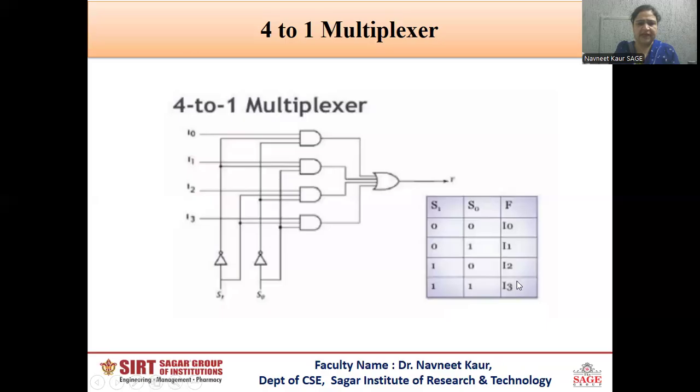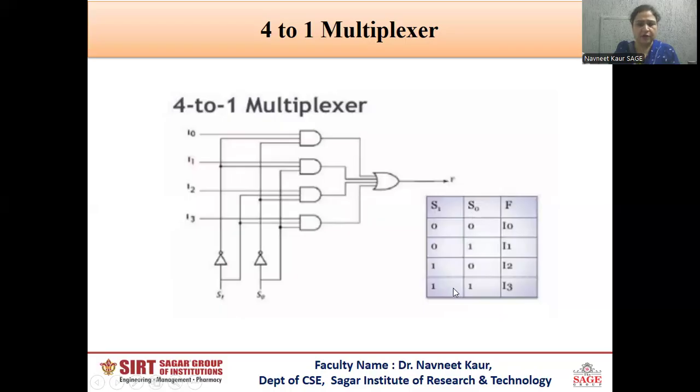Now for the third AND gate, we have the third combination of S1, S0. So S1 is 1, S0 is 0. So S1 will be directly connected to the AND gate, whereas S0 will be given to the inverter and after that it will be given to the third AND gate input. For the fourth combination, when both the selection lines are 1, the fourth input will be selected and given to the OR gate. So here we will have the output of the multiplexer, which is F.